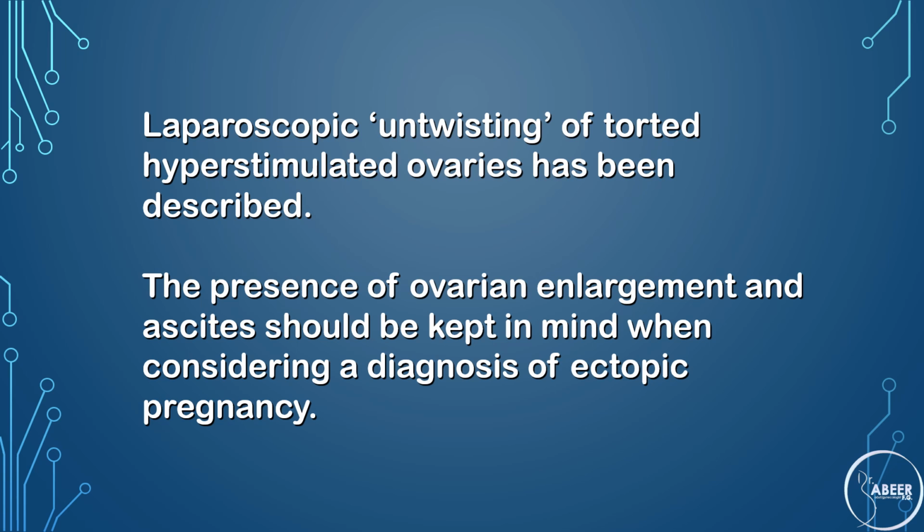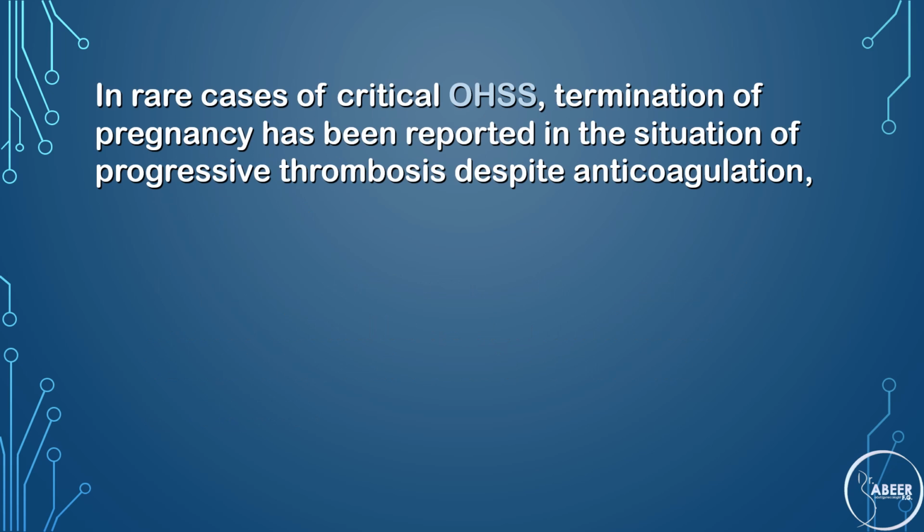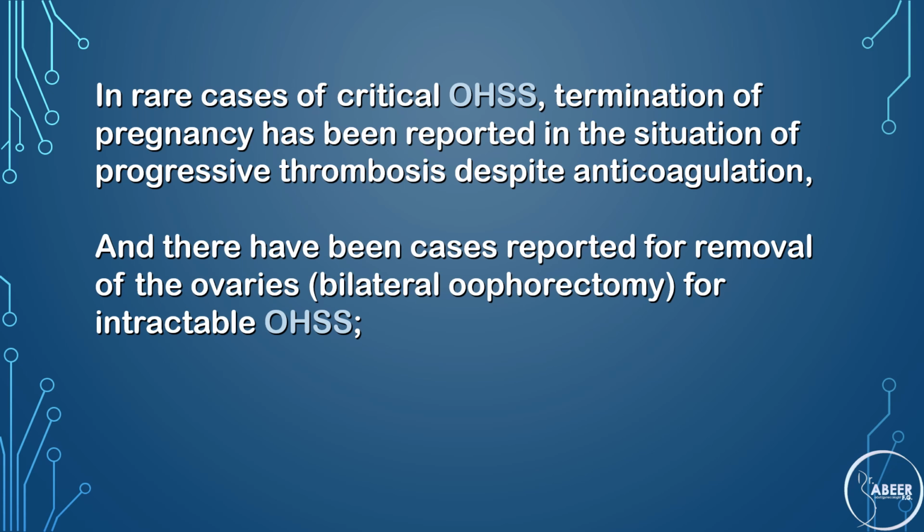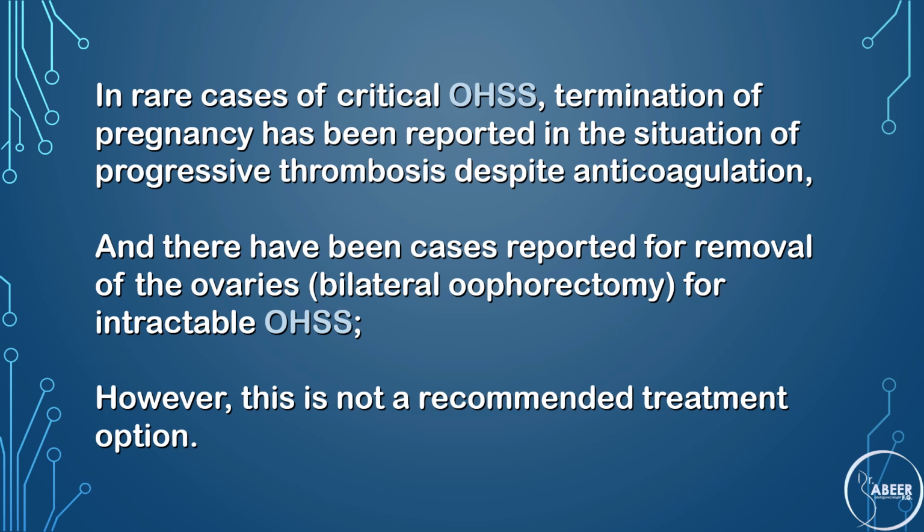The presence of ovarian enlargement and ascites should be kept in mind when considering a diagnosis of ectopic pregnancy. In rare cases of critical ovarian hyperstimulation syndrome, termination of pregnancy has been reported in the situation of progressive thrombosis despite anticoagulation, and there have been cases reported of removal of the ovaries, bilateral oophorectomy, for intractable ovarian hyperstimulation syndrome. However, this is not a recommended treatment option.